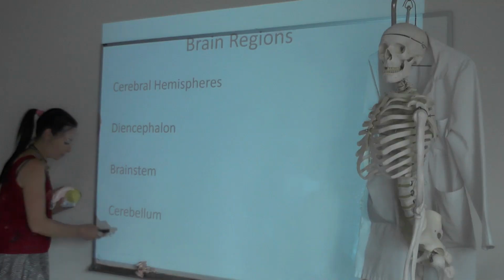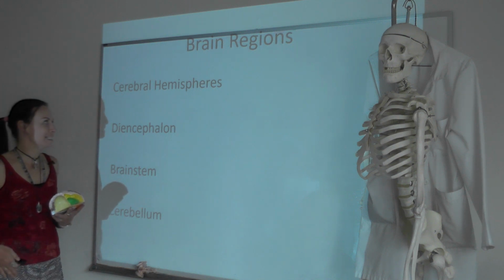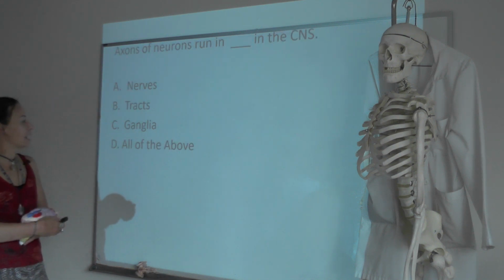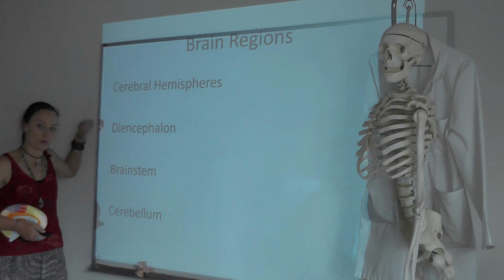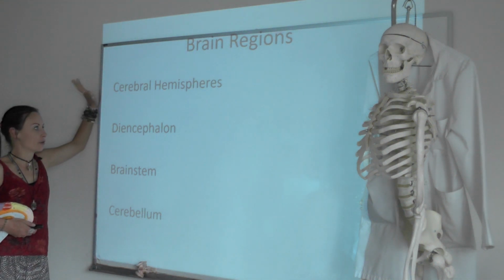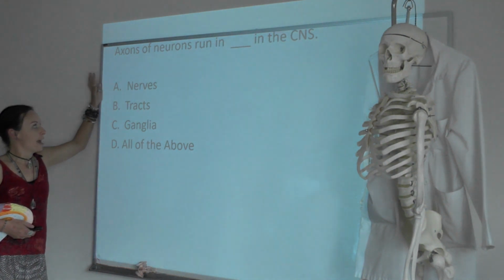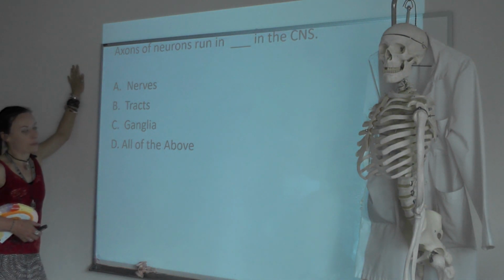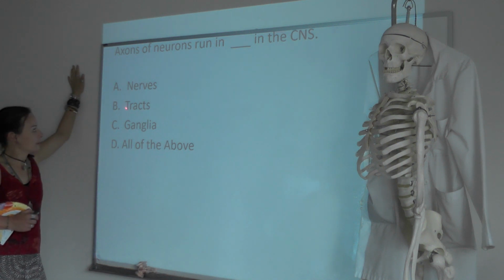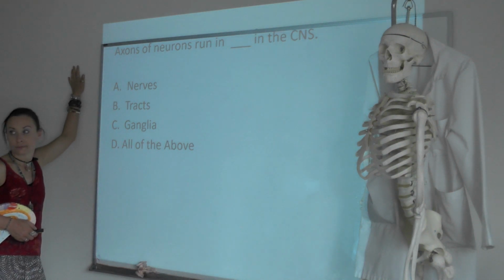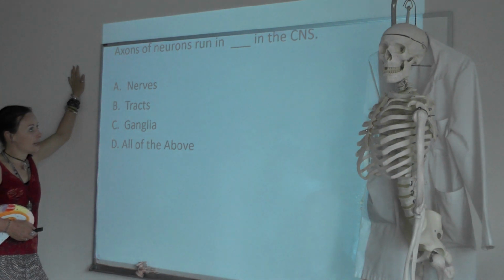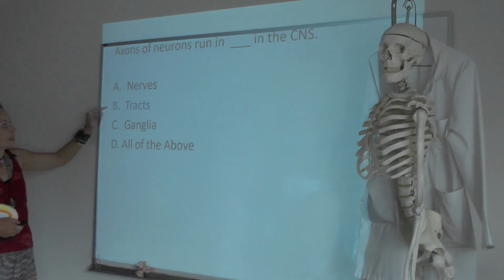Nice, it's done. Those are the 4 main brain regions. Now let's look at how we divide all of those up. First, let's see if you remember something from our last chapter. Axons of neurons run in blank in the central nervous system. A, nerves. B, tracts. C, ganglia. Or D, all of the above. All right, in the central nervous system, axons run in tracts.